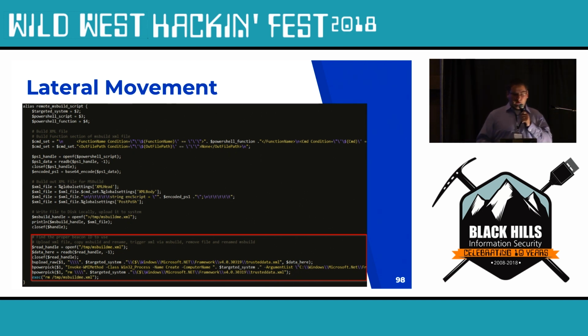And in this case, it's throwing it right within the Microsoft Framework v4 directory, and it's uploading as a file called trusteddata.xml. We're then using bpowerpick to run invoke WMImplant, and it's going to run your code, that XML file, on whatever system that you're targeting. And finally, it's going through and doing cleanup, and this last step down here is removing the XML file.